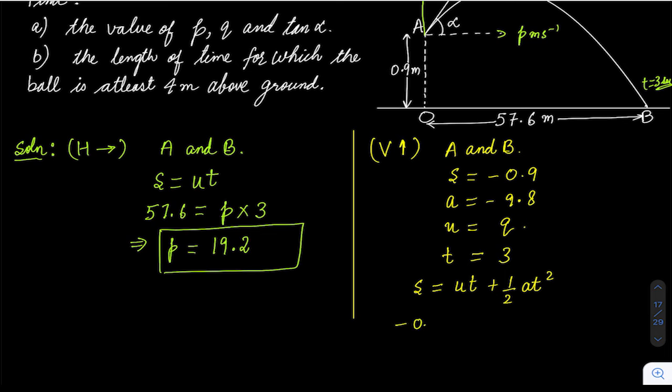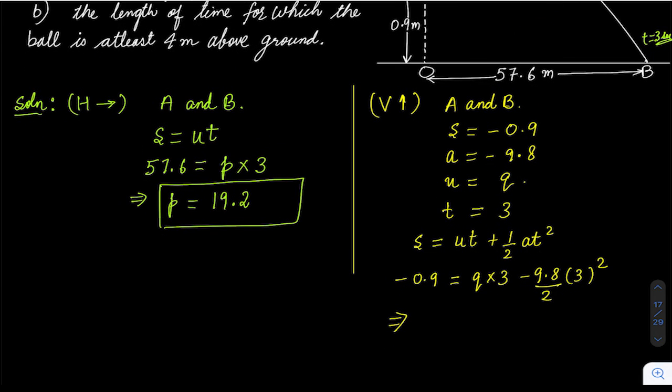S is minus 0.9, u is q, time is 3, and this is minus 9.8 by 2 into 3 square. So let's try to find the value of q from this. When you simplify this, q will come out to be 43.2 divided by 3, which is 14.4 approximately. So this is my value of q.